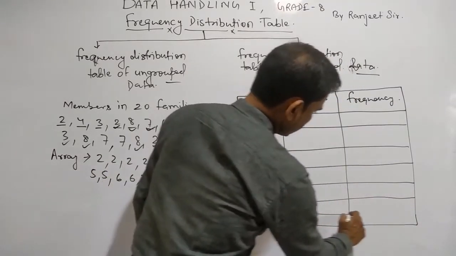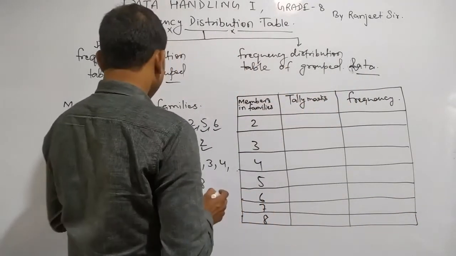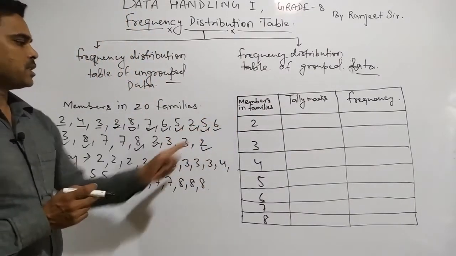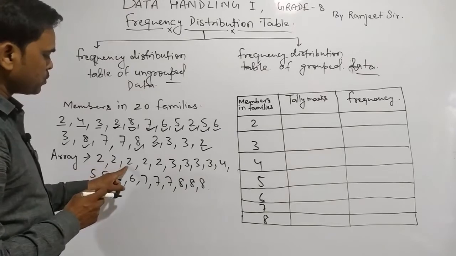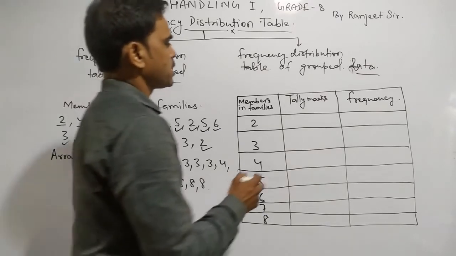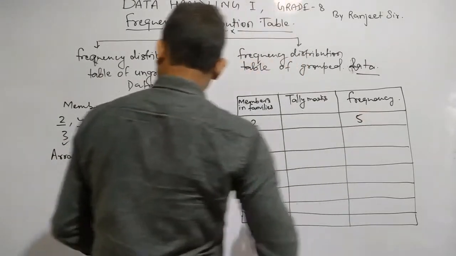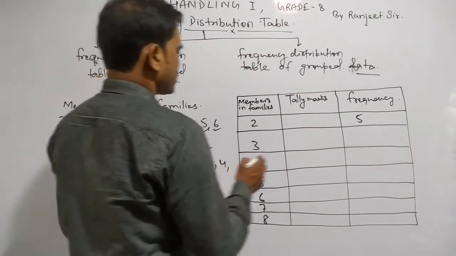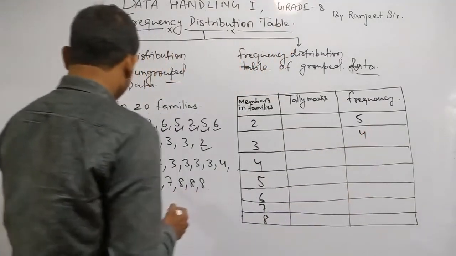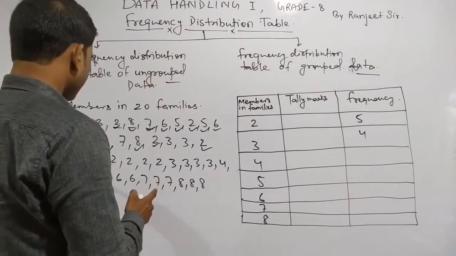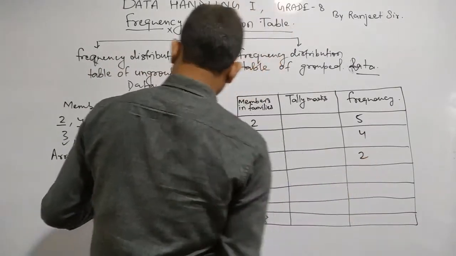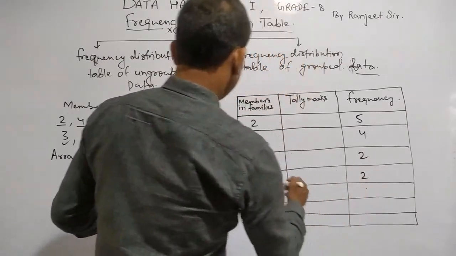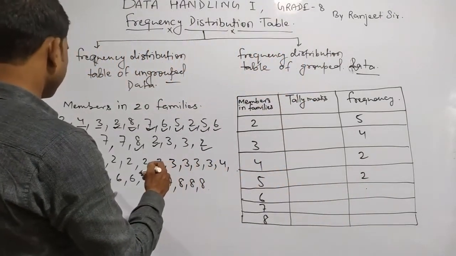So this is only a table. Frequency means how many times this 2 is there. You can see 1, 2, 3, 4, 5 times are there, so I'll write 5 here. Next there is 3, which is there 4 times, so you write 4 here. Then 5 is there 2 times only, so we'll write it here. 6 is also 2 times. 7 is, wait, somewhere I have done wrong.